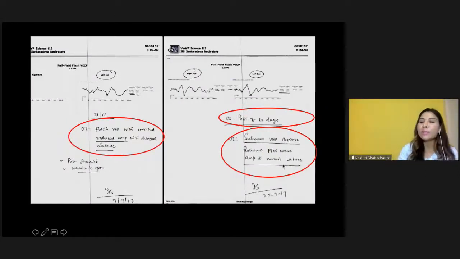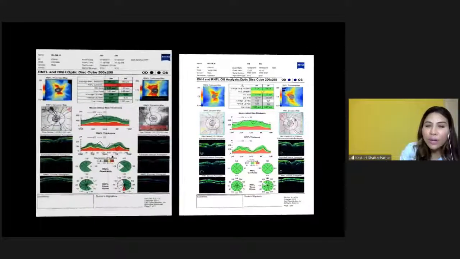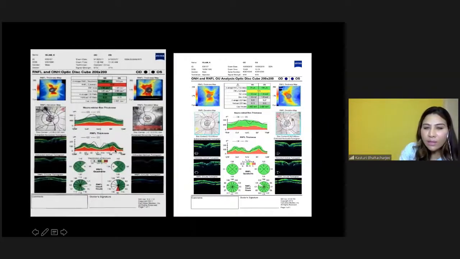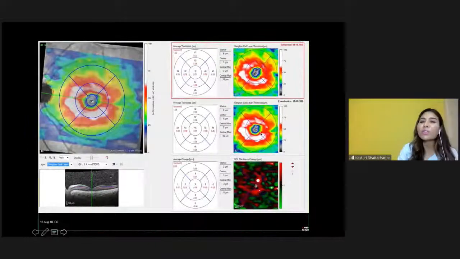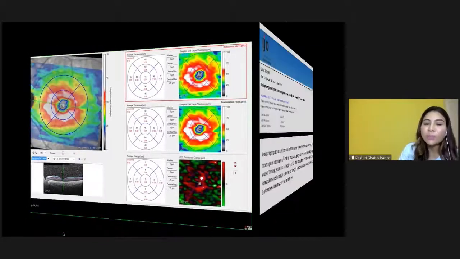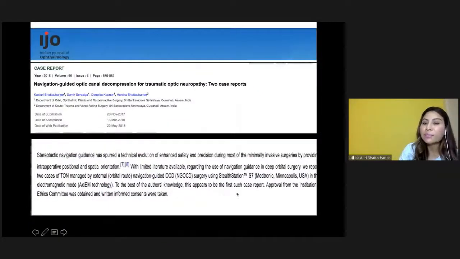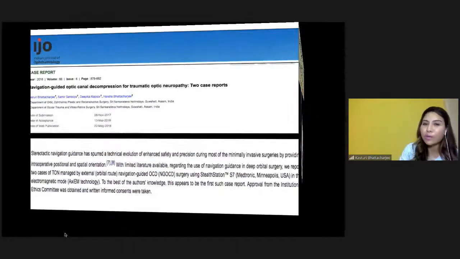Post-operative, in many patients we see the latency improve. This is a sign that the axoplasmic flow must have improved, or the blood supply has improved. And this is the OCT RNFL where you can see there is hardly any atrophy, except for one clock hour. There's also improvement in the GCL. This is very controversial, and even I find it very interesting, seeing an improvement of the GCL. As you can see in this patient, we have reported our technique as the first case of navigation-guided orbital optic canal decompression for traumatic optic neuropathy.